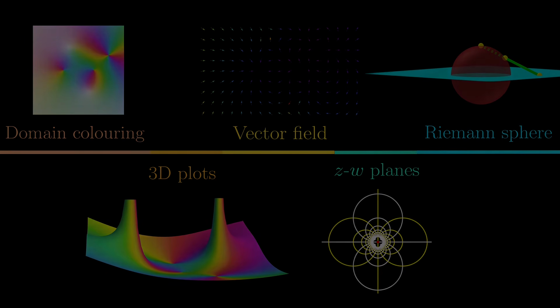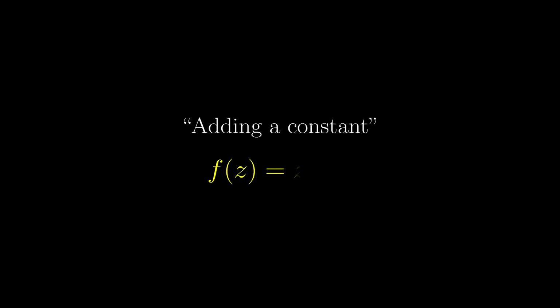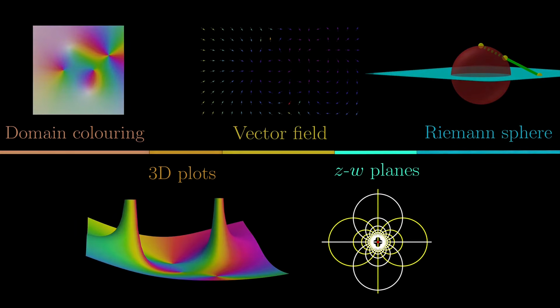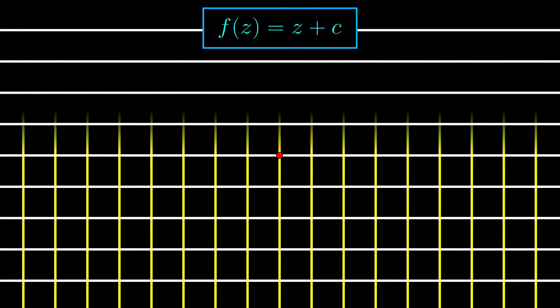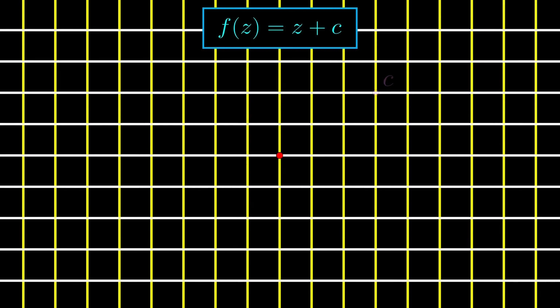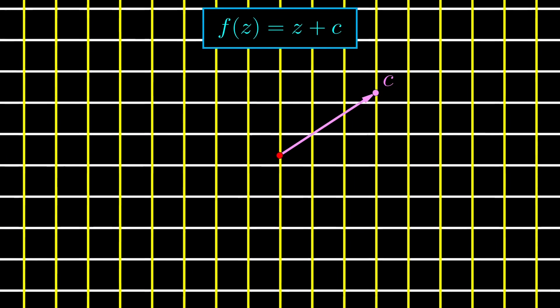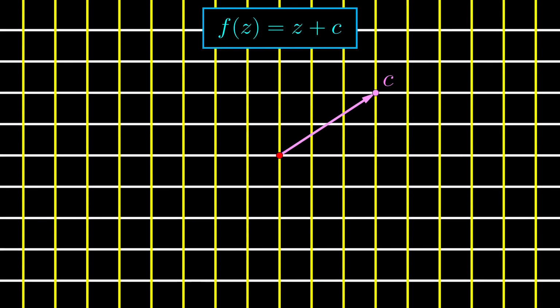Even for something simple like this sort of function, it can still be pretty interesting. The most informative method of visualization in this case is the ZW plane. As always, the Z-plane looks like this. Let's say the complex constant c is here, with the corresponding vector. Then it turns out that the adding constant function is just a translation by this vector.